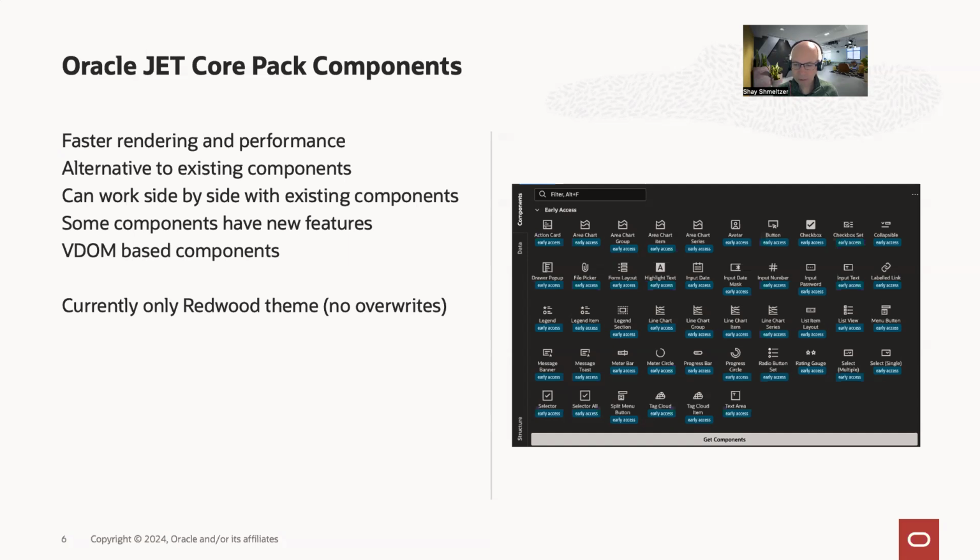Those components underneath are using the VDOM architecture, which is a new architecture for how we build the new set of Jet components. These components are basically alternatives to existing components. So you're not going to get new components here per se, but you're going to see the same names as existing components, with a new implementation.